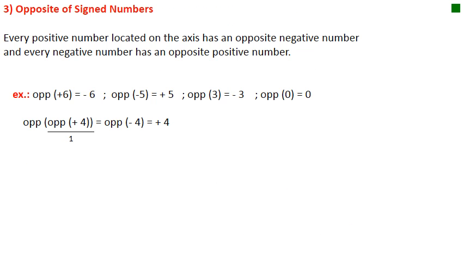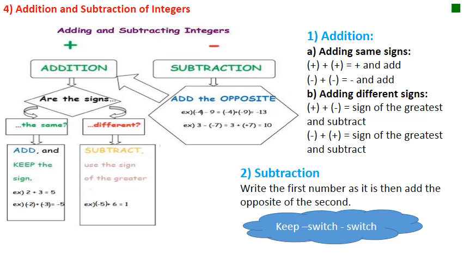Any signed number has an opposite one. Any positive number has an opposite negative number, and any negative number has an opposite positive number. For example, the opposite of the number +6 is -6. The opposite of -5 is +5. So as we can see, the opposite has the same numerical part but a different sign. A positive becomes a negative and a negative becomes a positive.